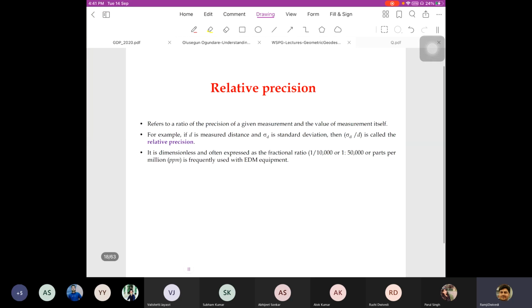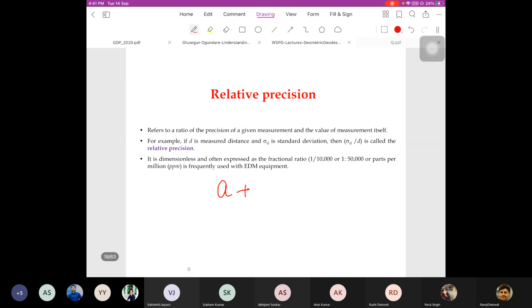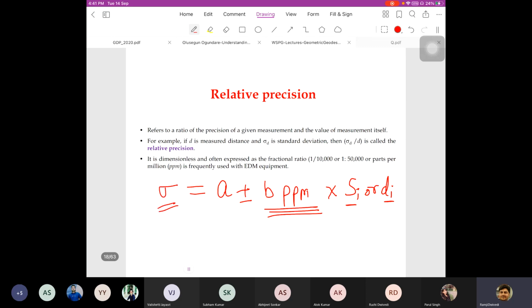How is it written? Let me tell you. It is written as so. This B ppm is a variable quantity that goes with the distance, as long as you're increasing the distance between 2 points, the overall error would change. This A is called fixed and B is variable, and this variable would be converted to mm when it is multiplied by distance, which is in kilometer.